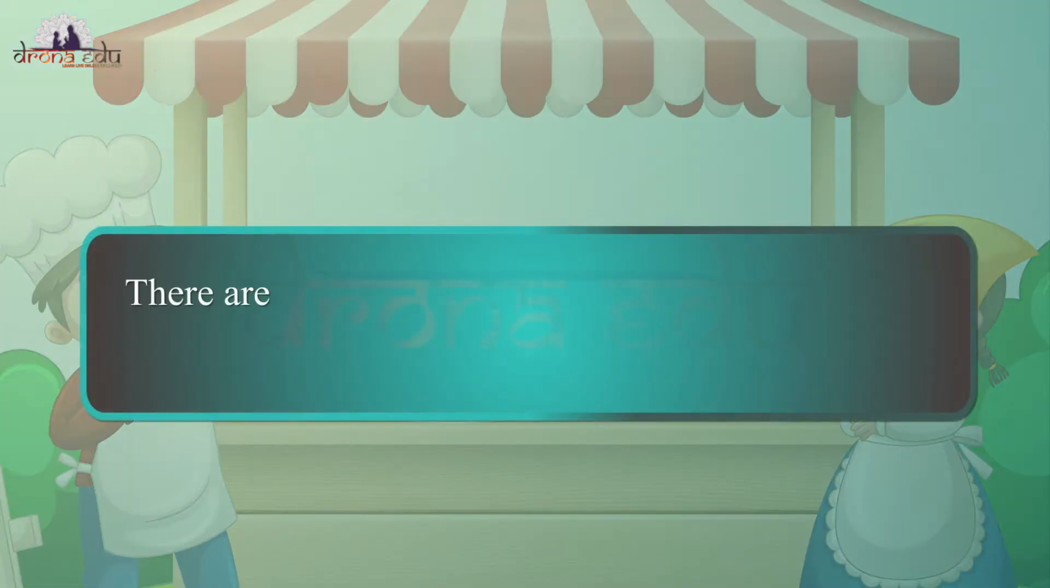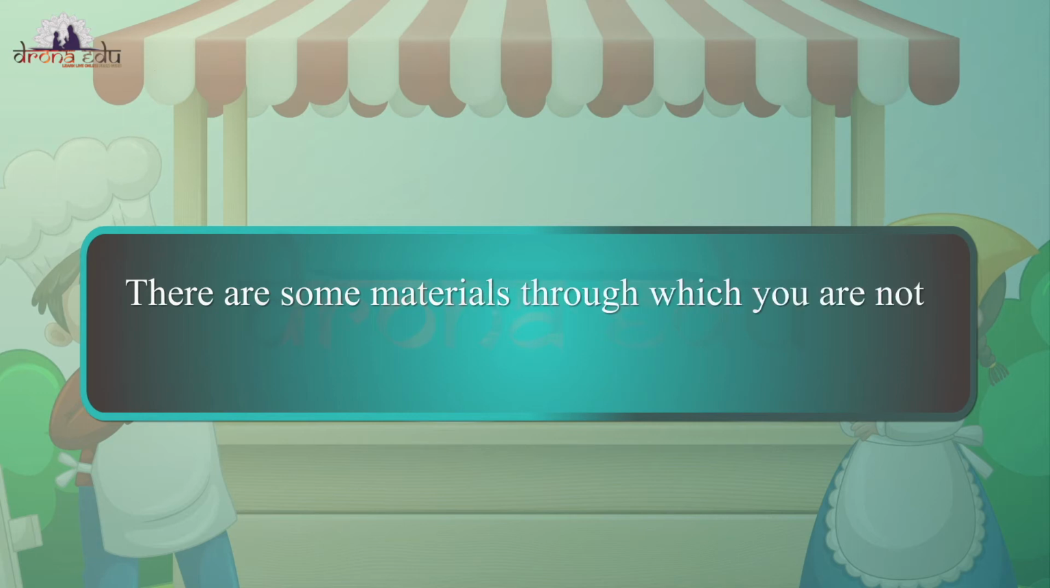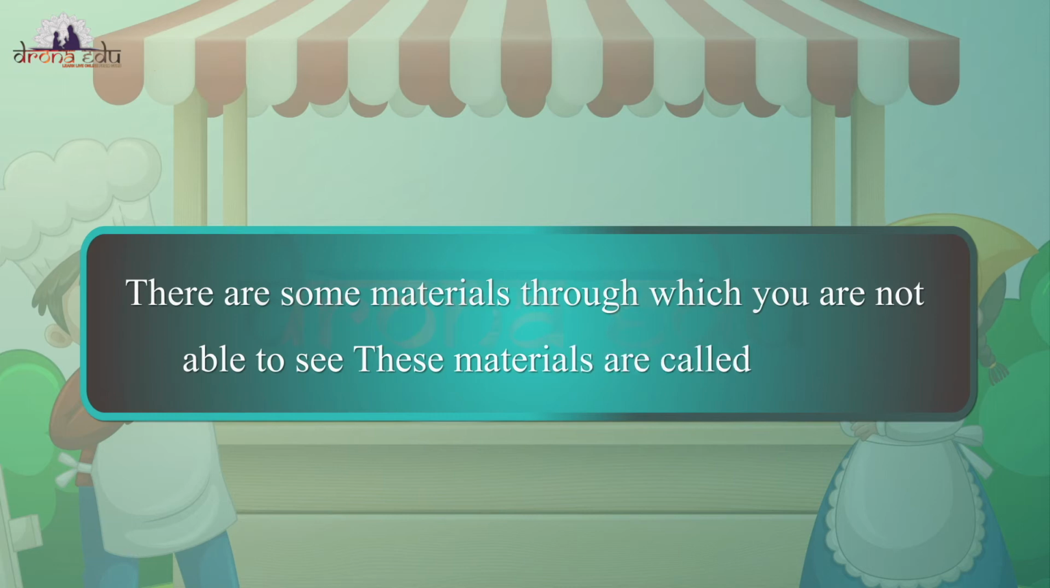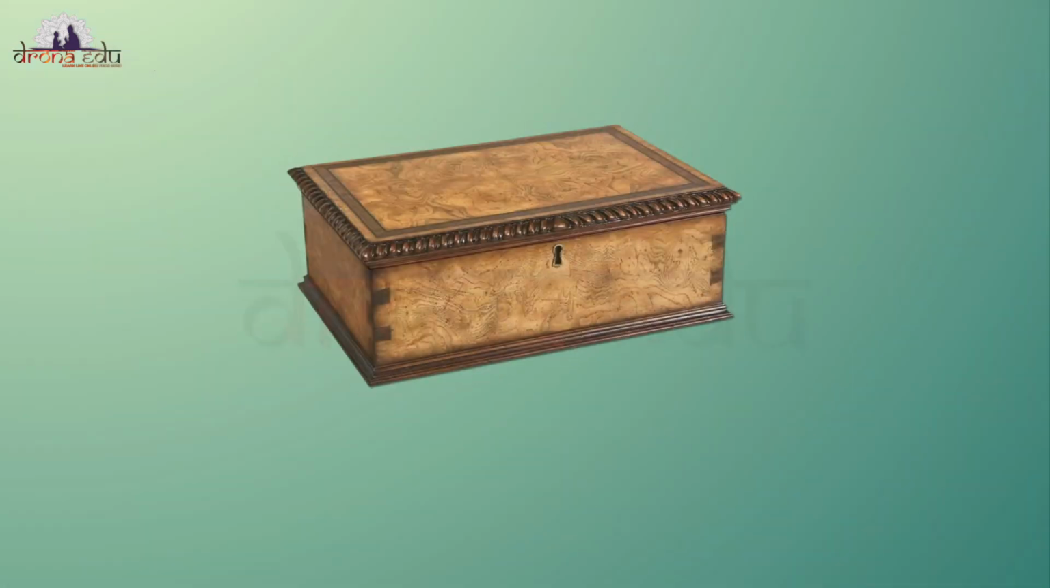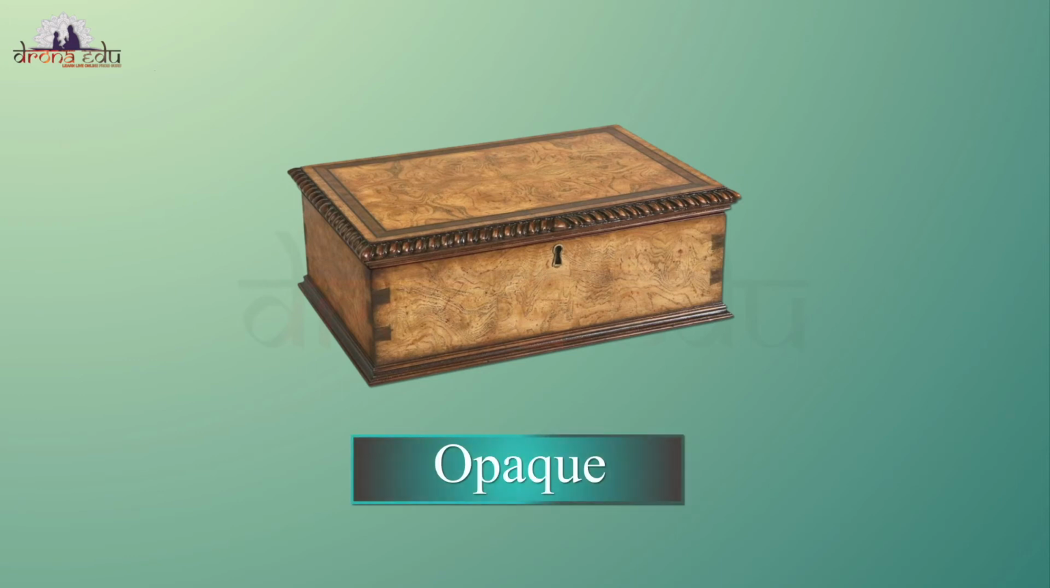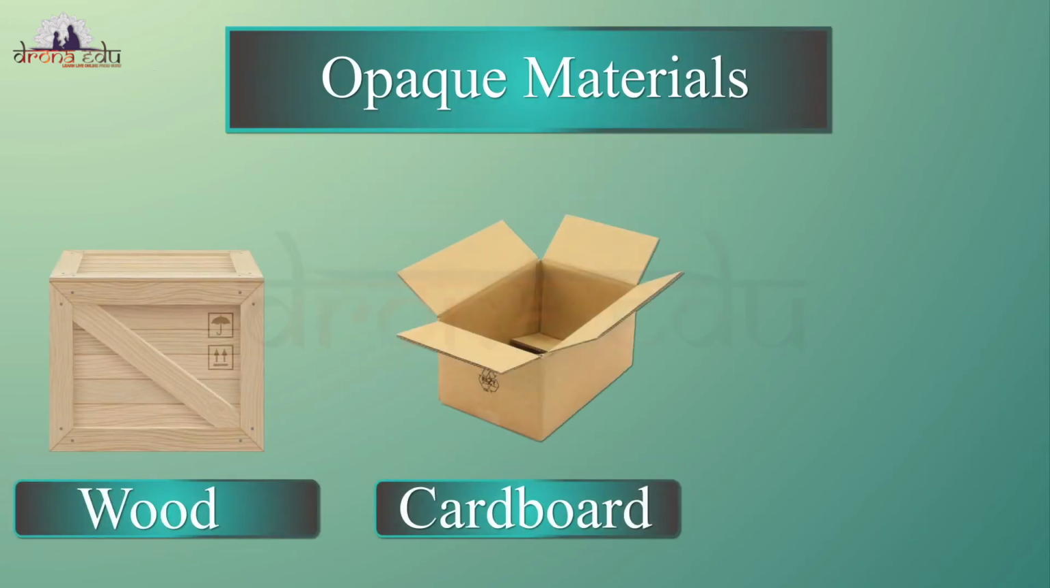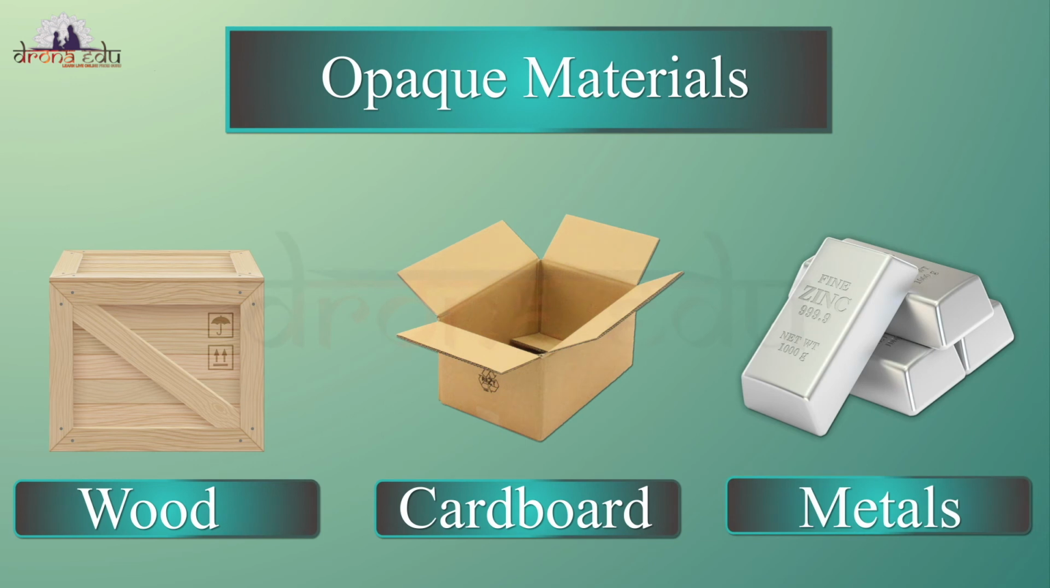On the other hand, there are some materials through which you are not able to see. These materials are called opaque. Look at this wooden box. Can you see what is inside this? No. This is because the wooden box is opaque. Wood, cardboard, and metals are examples of opaque materials.